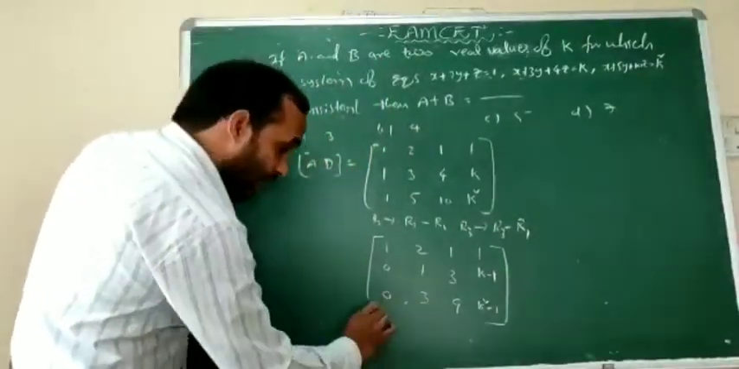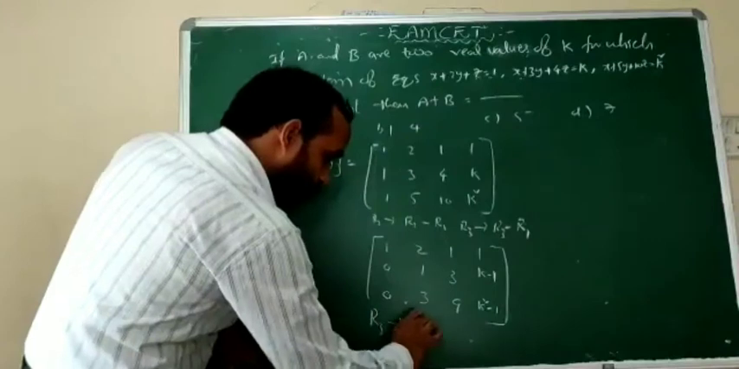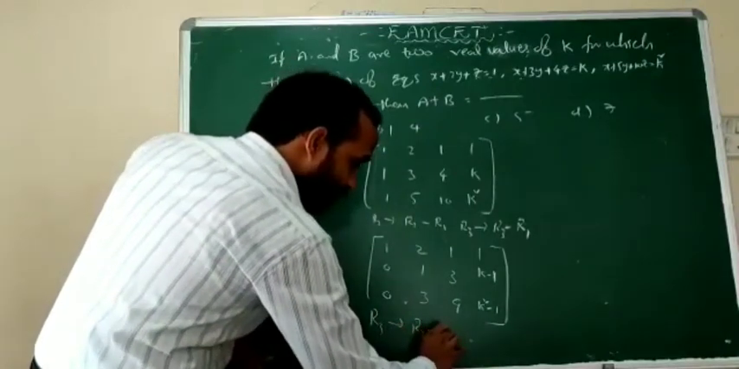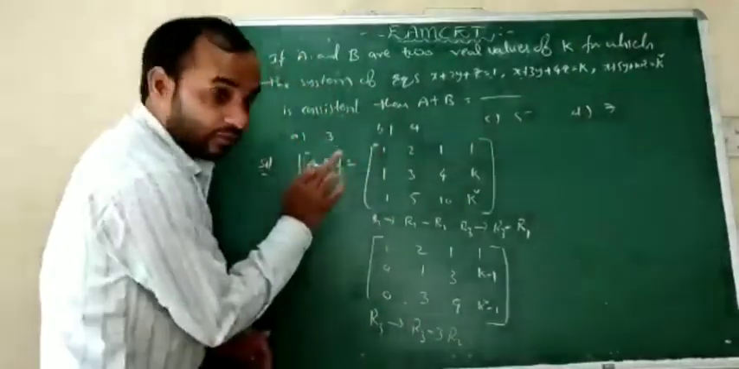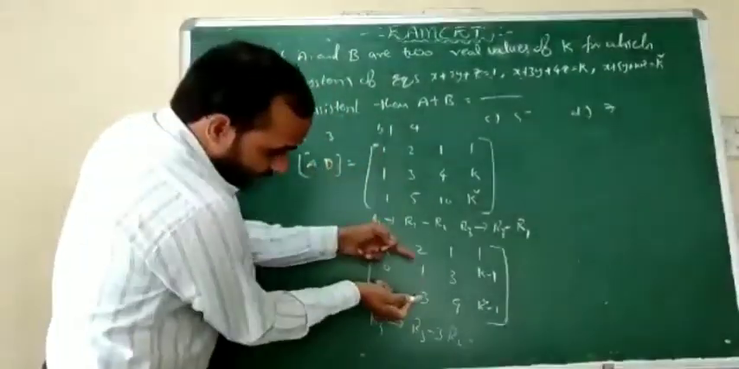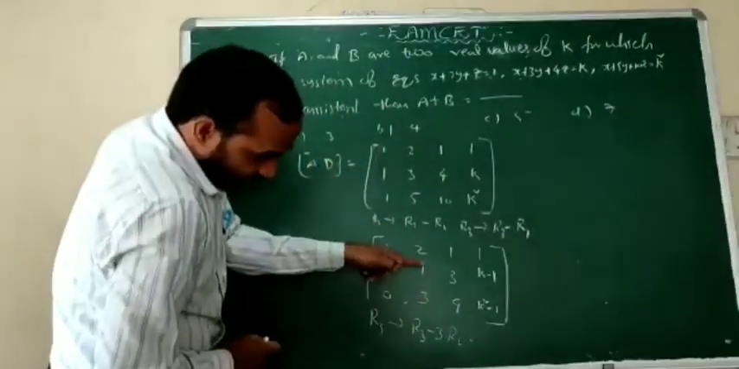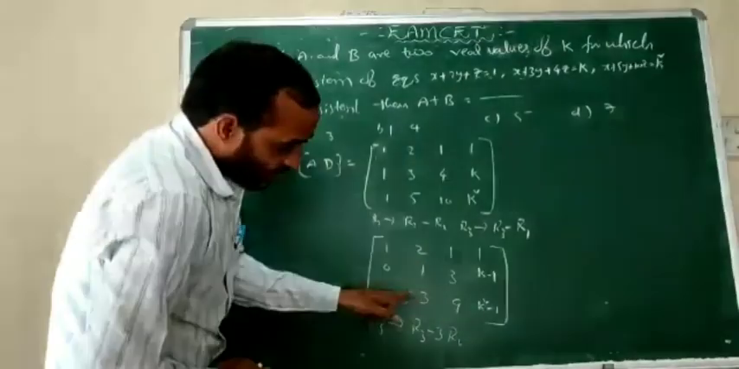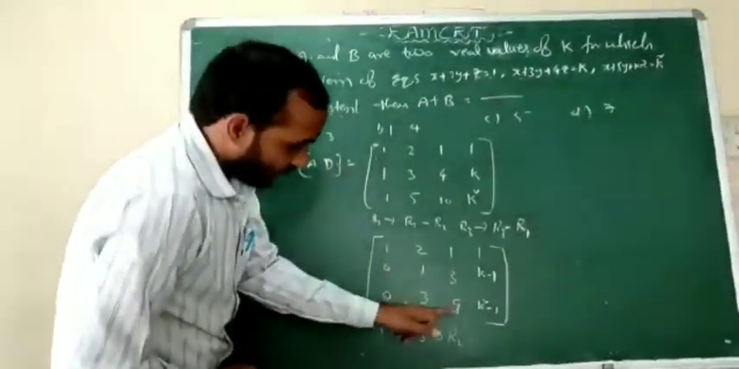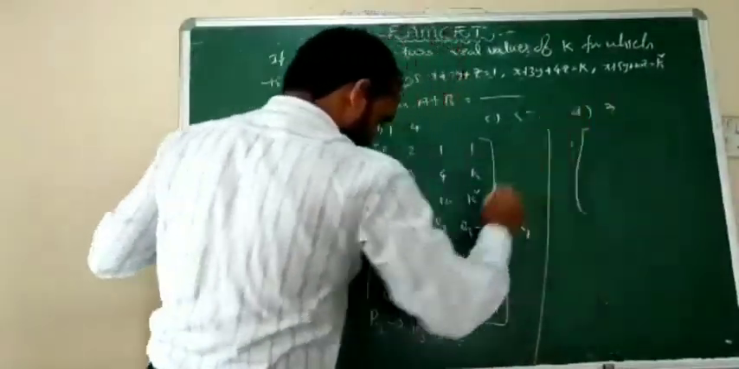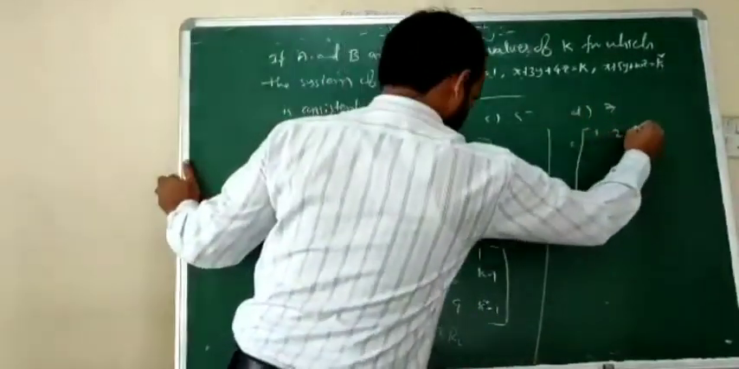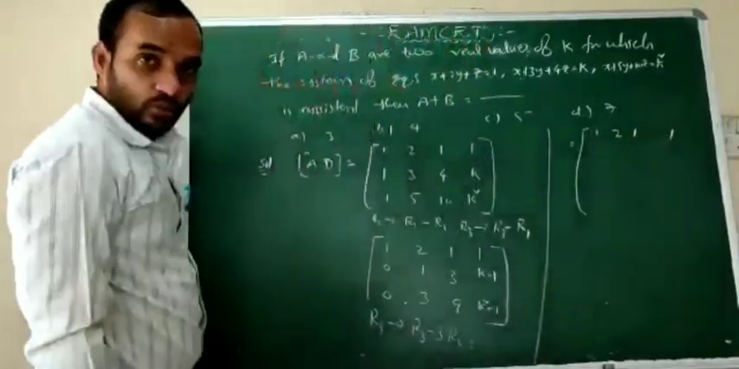Now R3 tends to R3 minus 3 R2, because R2 is multiplied by 3. There is no use of R1 because of this number. So in R3, 3 minus 3 is 0, and here it is multiplied by 3, so 0. So our convenient AD is: first row 1, 2, 1, 1.